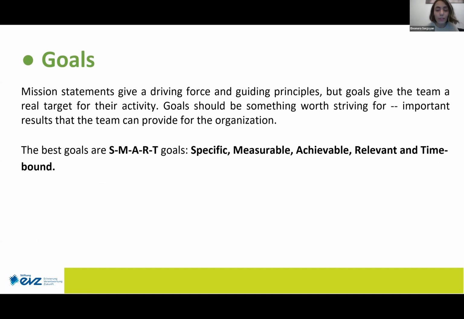So goals are basically the smaller, more specific mission statements. Mission statements give a driving force and guiding principles, but goals give the team a real target for their activities. So the team members can be sure about what they are working on, what needs to be done, when, and so on. Goals, I know you've heard this zillions of times, but your team goals should also be SMART: specific, measurable, achievable, relevant, and time-bound.